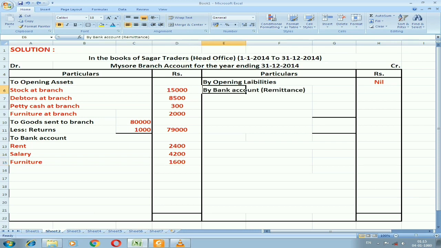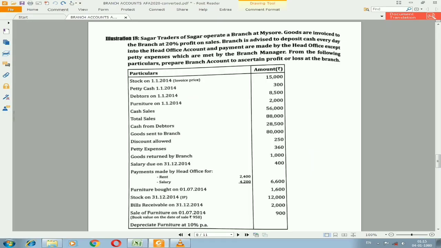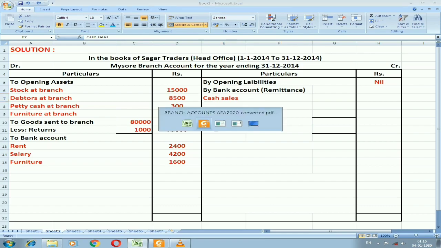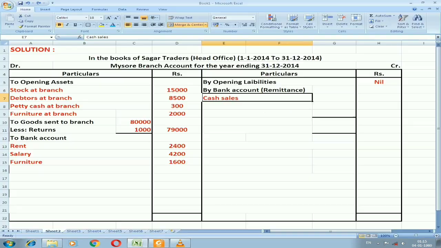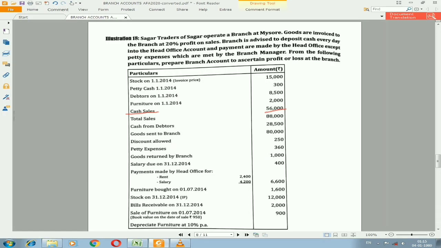Then we are going to record the bank account on the credit side, that is the remittance. In the illustration, they have not given directly the money which is sent to head office. If they had mentioned the amount of remittance which is sent by the branch, then we could record that directly into the account. But we don't have that in the illustration. That is the reason we need to take two incomes. One is cash sales, as we are having cash sales of 56,000, that we are supposed to record. Then we have cash received from debtors. In the illustration, cash from debtors, we have an amount of rupees 28,100 that we need to record.